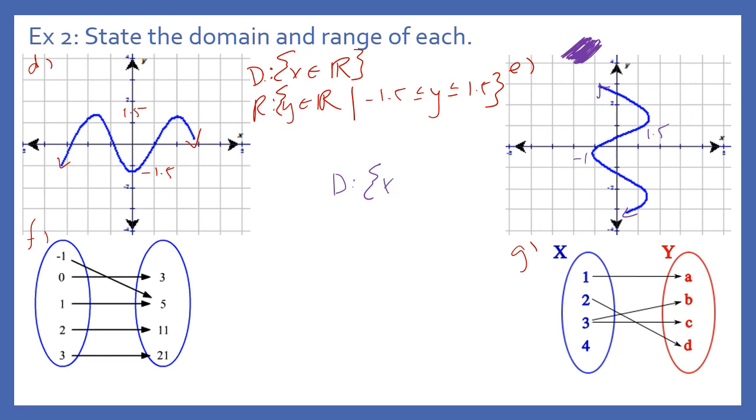So x is a part of the real number set such that, and then negative 1 less than or equal to x less than or equal to 1.5, close curly brackets. And just so you know, your curly brackets probably look a lot better than mine. Doing these with the pen on the computer is really hard, but I will practice. Now range, this keeps going on and on forever in both directions, up and down, meaning it is not restricted. So y can be anything.